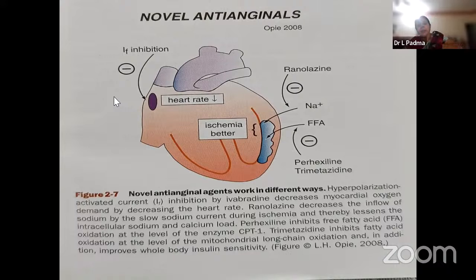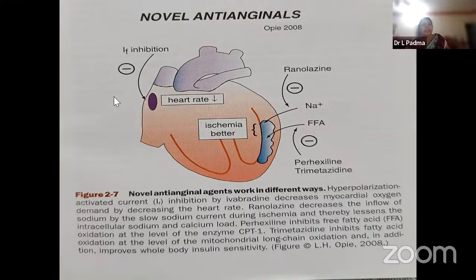Okay, IF channel inhibition is mainly by ivabradine, which is a direct heart rate lowering agent. The four main heart rate lowering agents in this world are metoprolol, then we have verapamil, then digoxin, lastly ivabradine. By decreasing heart rate, this also has got inotropic actions, which we will deal with under inotropes in the next class. This also comes under ionodilator, ivabradine, but mainly it decreases heart rate.